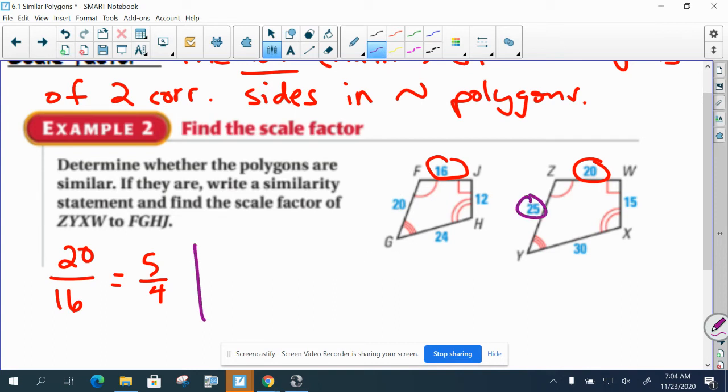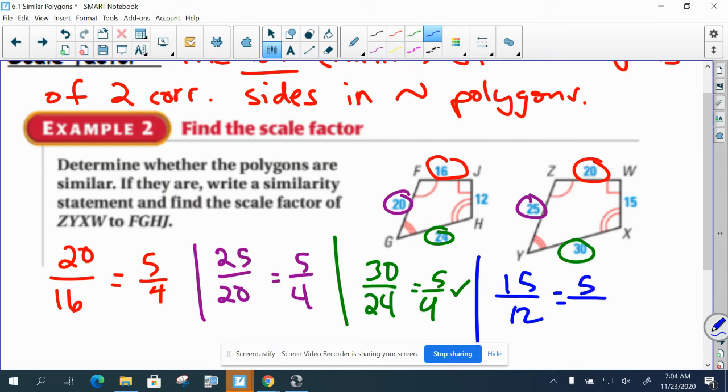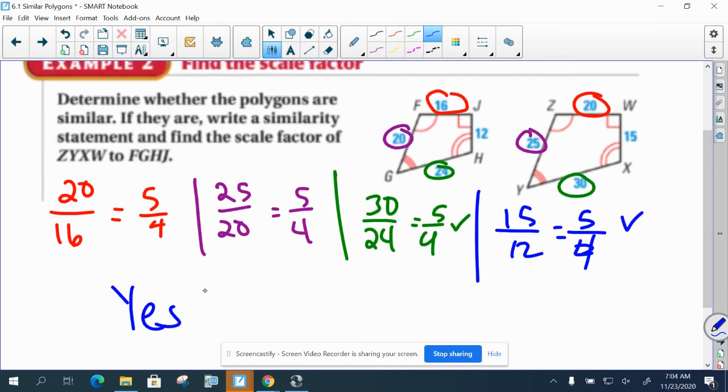So let's do 25 to 20. 25 over 20 is 5/4. And then let's do 30 to 24. It's 5/4. And then finally, 15 to 12 is 5/4, because they're both divisible by 3. All right, so then yes, they would be similar. The scale factor is 5/4.